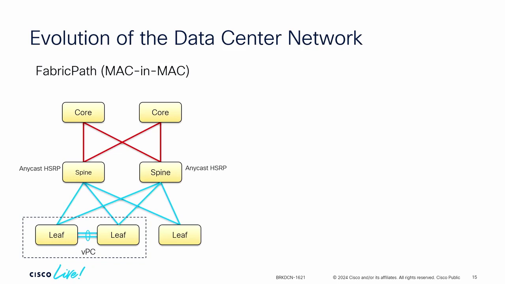Does anybody have Fabric Path in your networks today? Cool. So Fabric Path was Cisco's first overlay technology, right? We supported something called MAC in MAC, a form of, or an attempt at, VXLAN, but with a MAC in MAC data plane, and we used ISIS as our control plane.